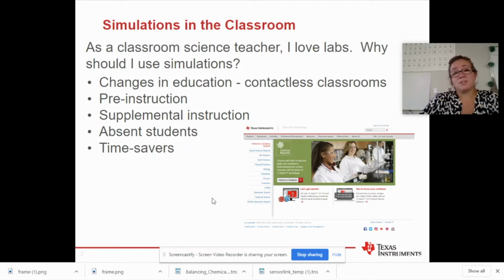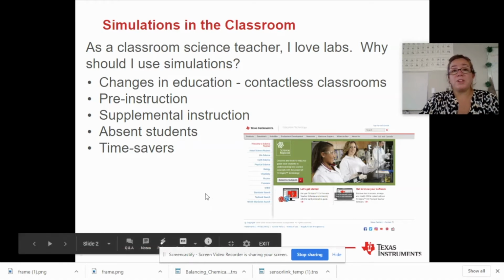Or maybe it's just a time saver. We know sometimes curriculum can get overwhelming. There are things that can happen where we can't get to what we wanted to get to, or we can't cover because of time constraints. We can get a simulation done in a lot less time than maybe what we'd have done in a wet lab.